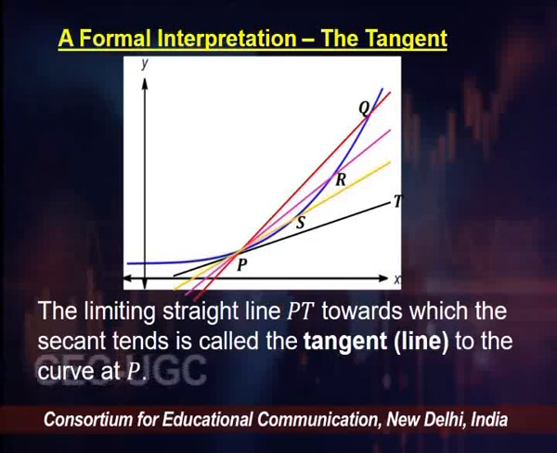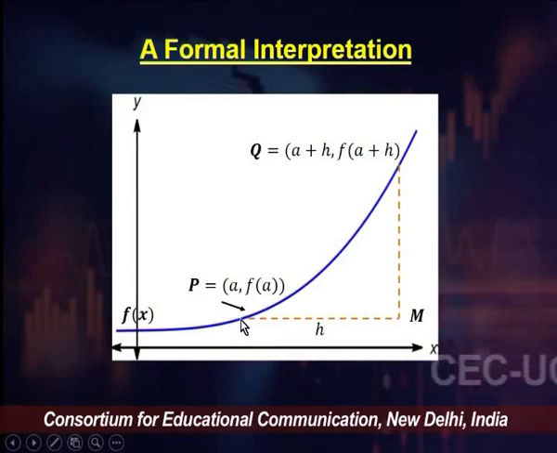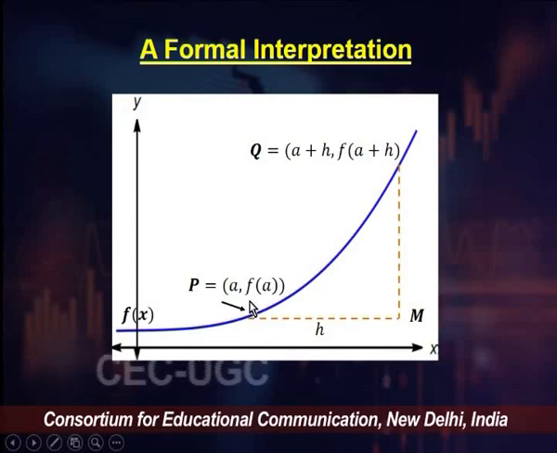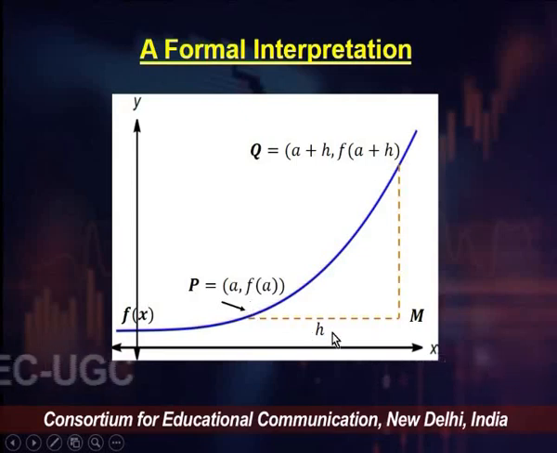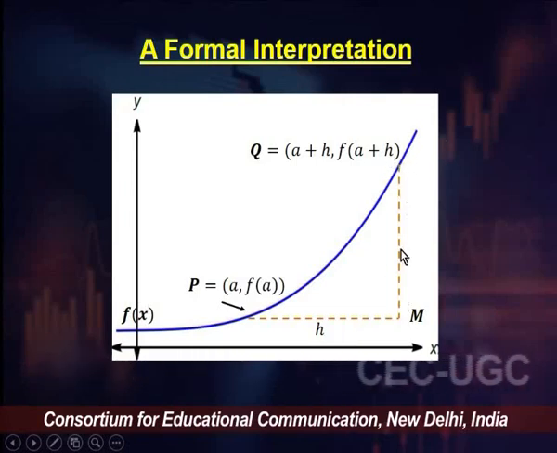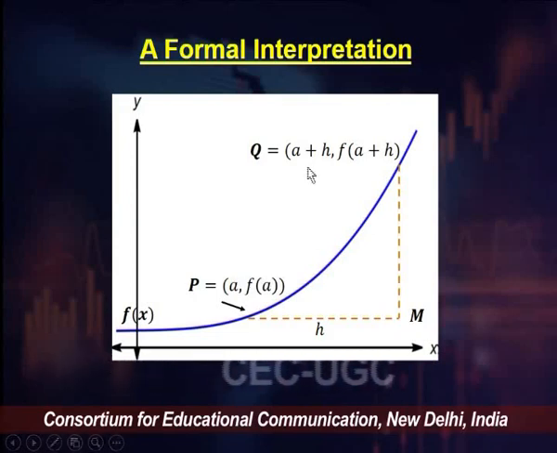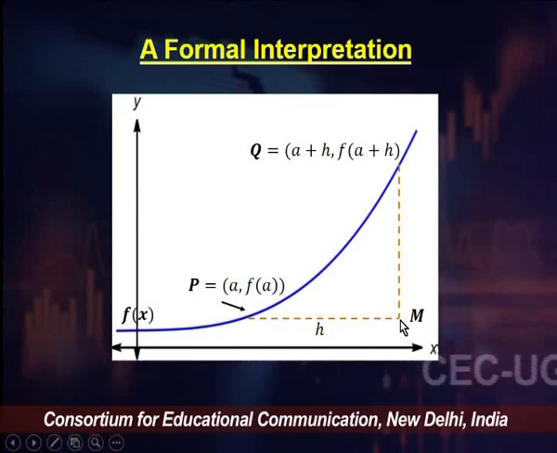And let's just formalize this a little bit. Let's give it a formal interpretation. So let's suppose my initial movement is from the point P to the point Q, which I'm now representing as follows. The point P is where X is equal to A, and the value of the function is f of A. And I move h units in the horizontal direction to point Q, which is to say QM units movement in the vertical direction. And the point Q's coordinates are A plus H. So X is equal to A plus H here at this point M. And the value of the function is f of A plus H.